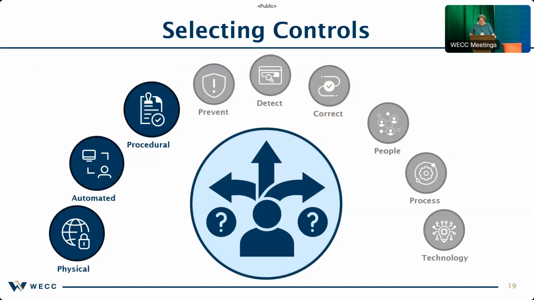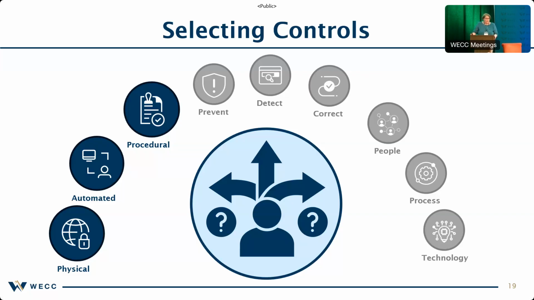The next way I want to talk about internal controls, and I've seen some of our organizations using this scheme, is focusing on the form that the control takes. Is it a physical control? Is it an automated control? Or is it a procedural control? And some people would call procedural controls administrative controls here.